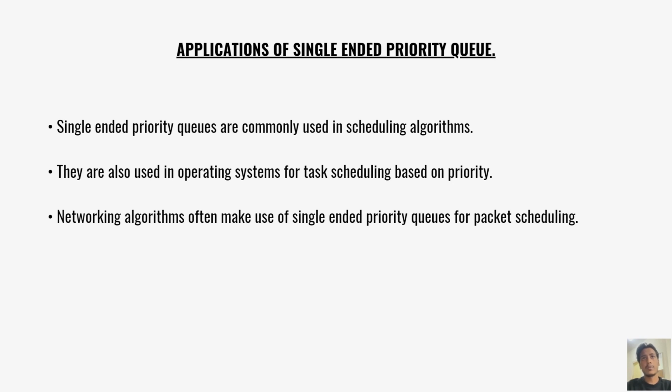Application of a single-ended priority queue. Single-ended priority queues are commonly used in scheduling algorithms. They are also used in operating systems for task scheduling based on priority. Networking algorithms often make use of single-ended priority queues for packet scheduling.